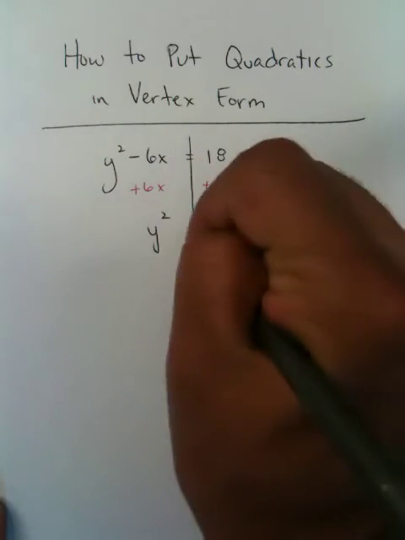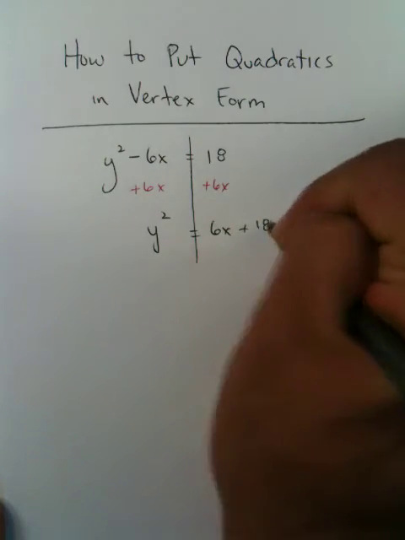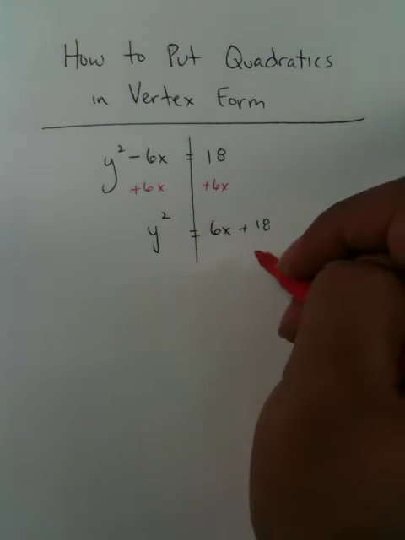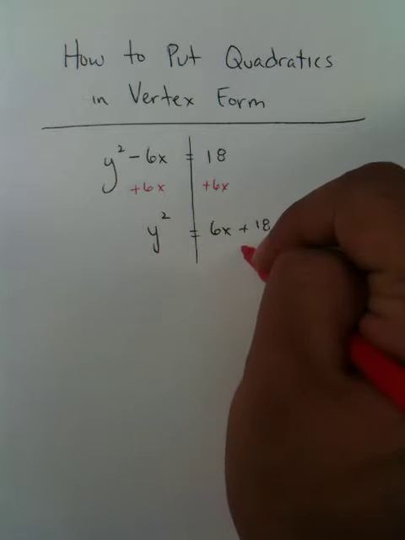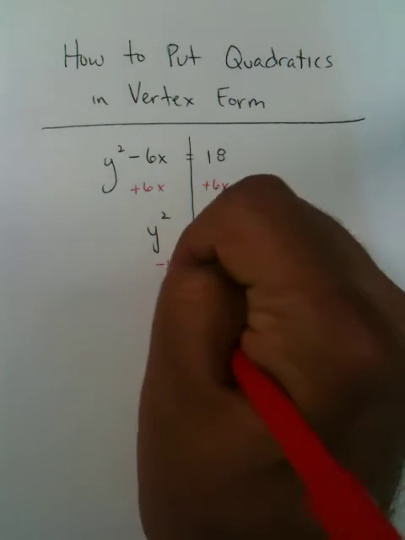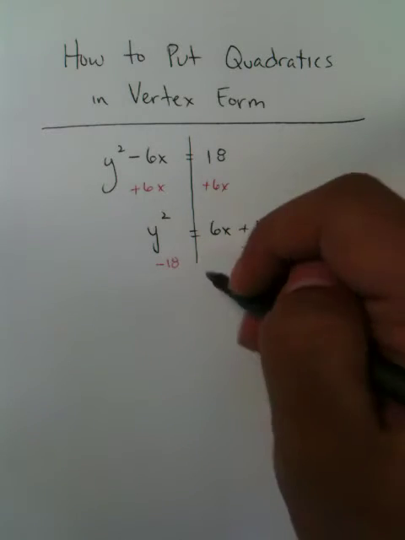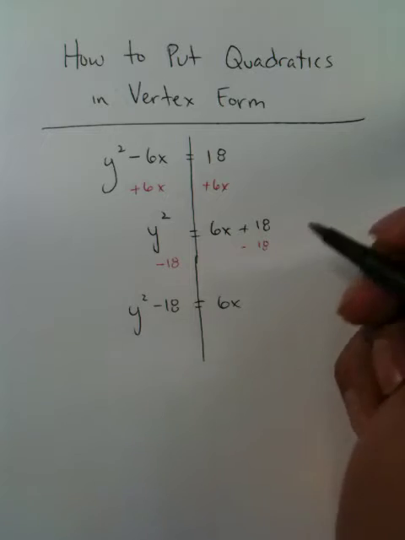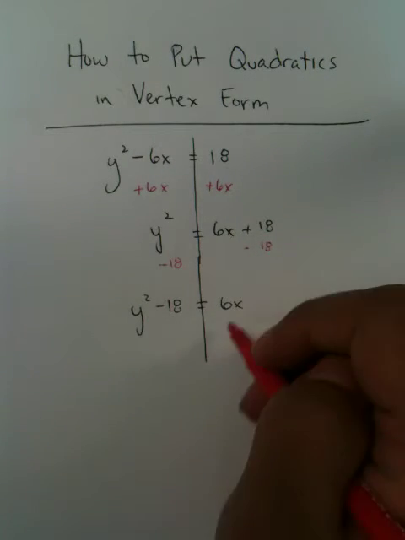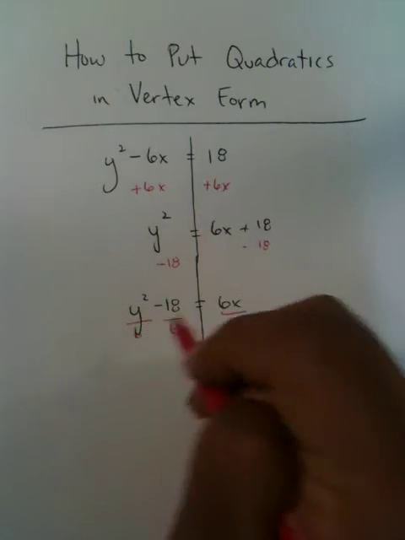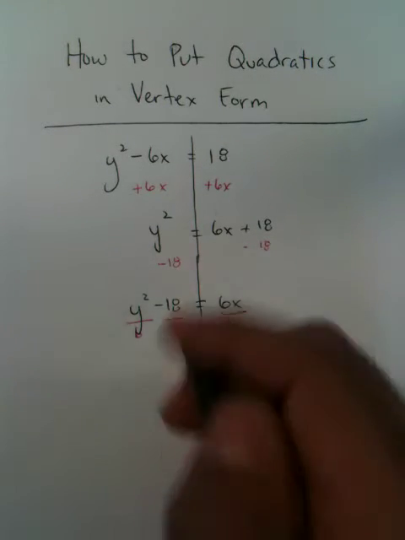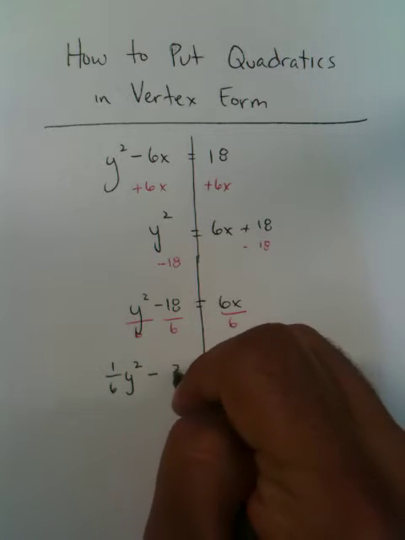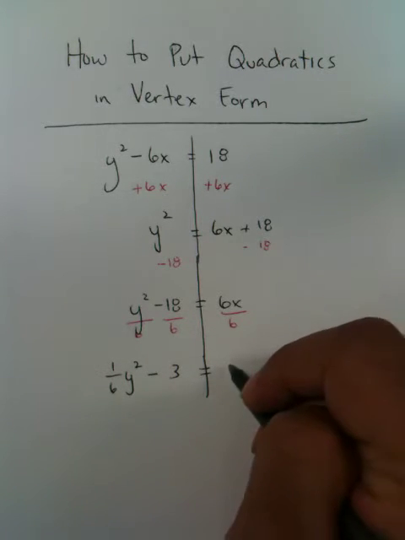This would get you y squared equals 6x plus 18. Then you would subtract 18 from both sides of the equation. Now you know about combining like terms, so you understand that y squared minus 18 equals 6x. From that point, divide everything by 6. You want a leading coefficient, therefore you have 1/6 y squared minus 3 equals x.